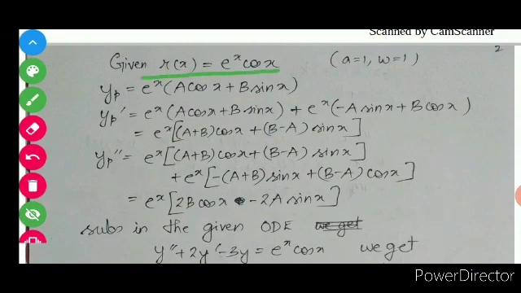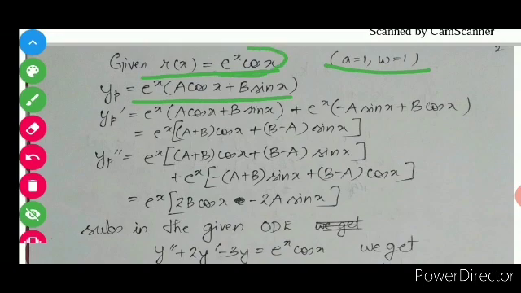To find the particular integral, since your r(x) is e^x cos x, the choice of y_p should be e^x (a cos x + b sin x). Remember, the general method is: if your r(x) is e^(ax) cos ωx, then your y_p should be e^(ax) (A cos ωx + B sin ωx). Here a is 1 and ω is 1.